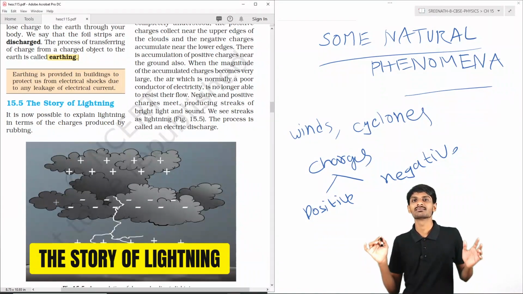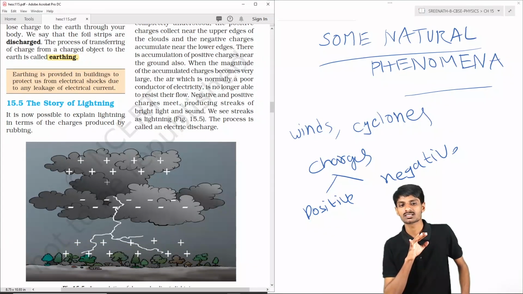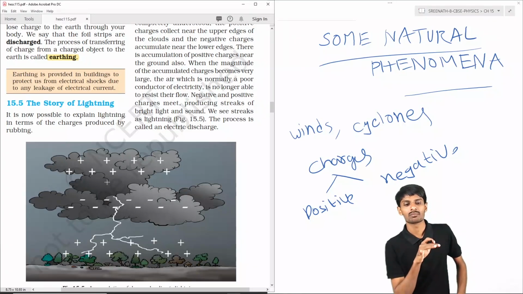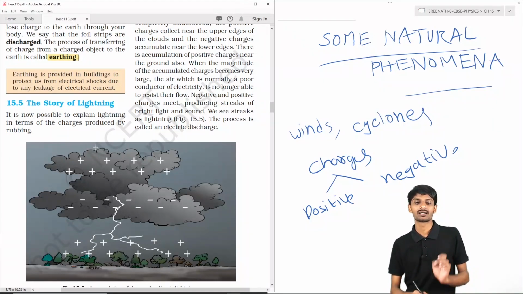Now the main interest is lightning. What is the story of lightning? How does lightning happen? With all this knowledge, we can explain what is happening in the case of lightning. We will explain lightning in terms of charges produced by rubbing.